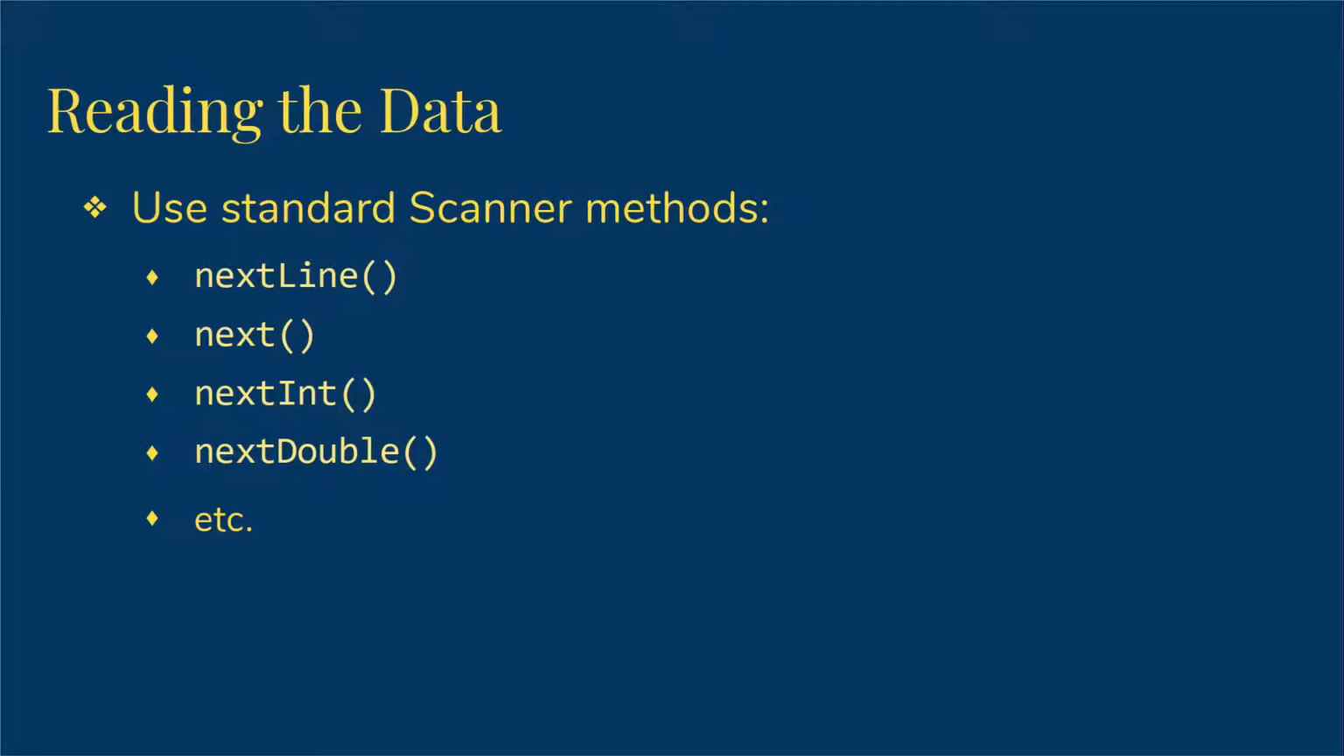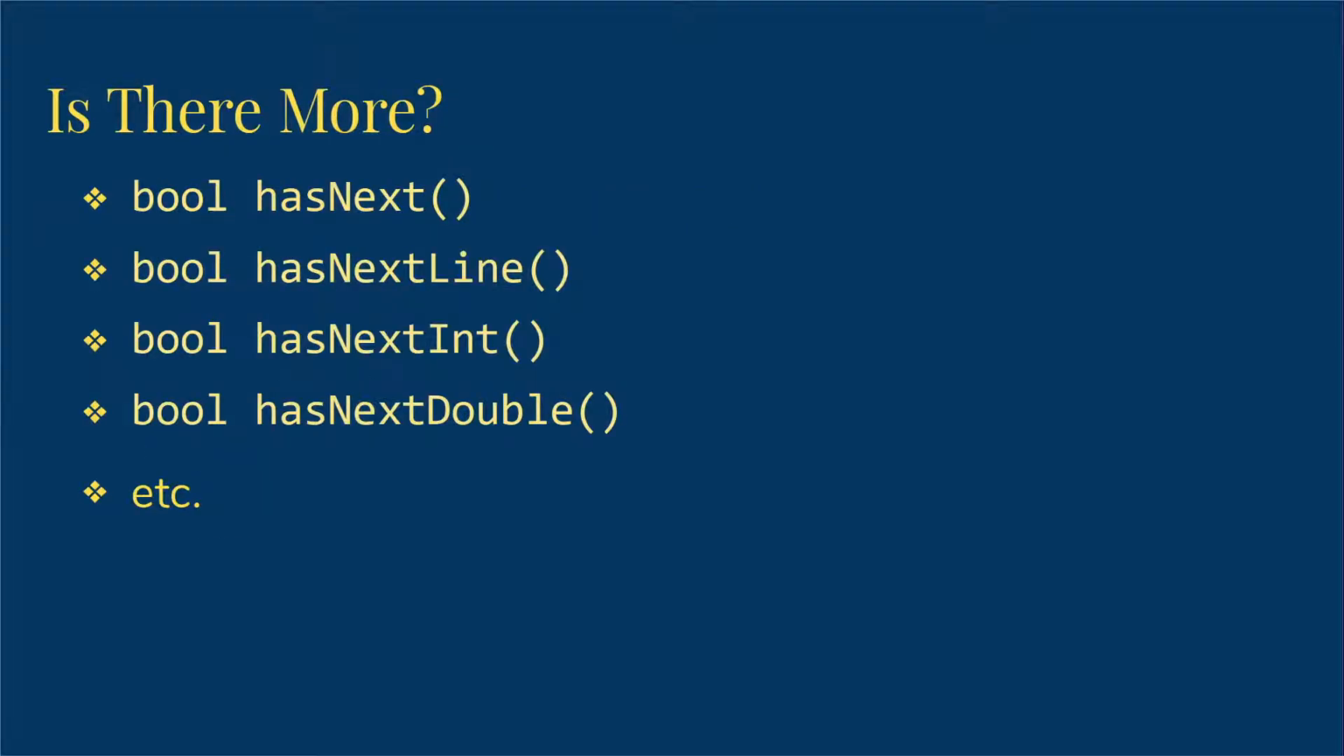Now that we've actually opened the file, we need to read the data. This is where the scanner makes our lives easy. The same methods that we use when reading from the keyboard work with our files. So we can read line by line or word by word. If we know that our file has numbers, we can read those directly with nextInt or nextDouble. We usually want to use some kind of loop to read the whole file. We often don't even know up front how much data is in our file.